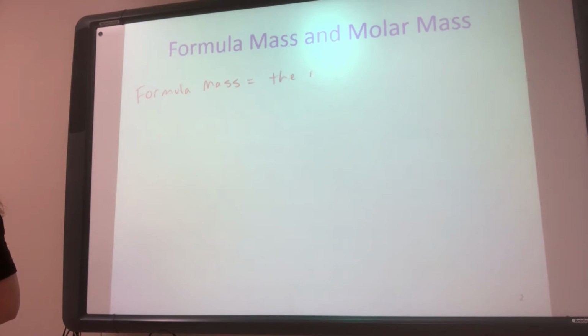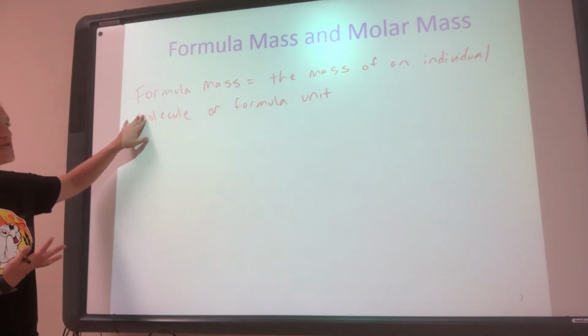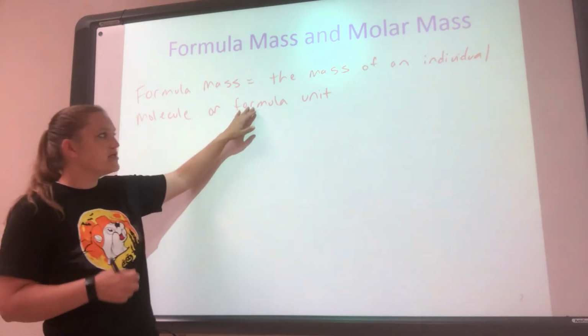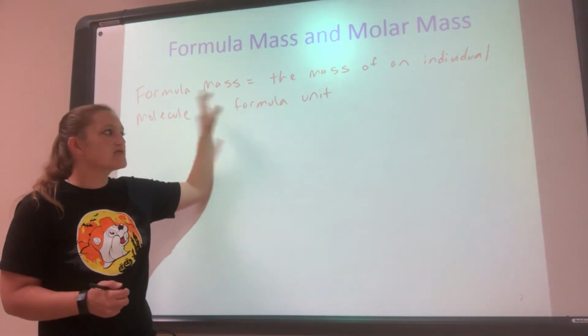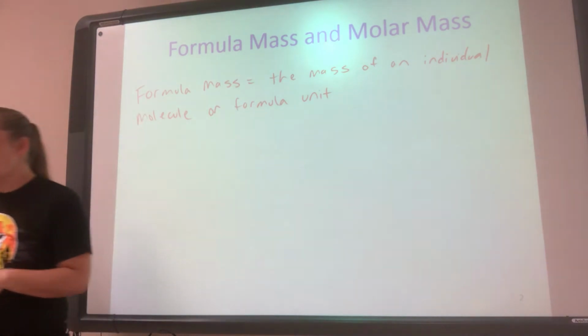is the mass of an individual molecule or formula unit. So when I say individual molecule, remember molecules are the name that we use if it's a covalently formed compound, a molecular compound, and a formula unit is the name when we talk about an ionic compound. So that's why it's two different names. But how you do the math is the same.